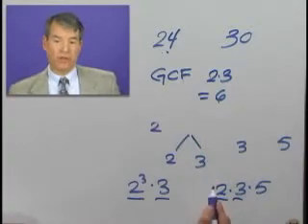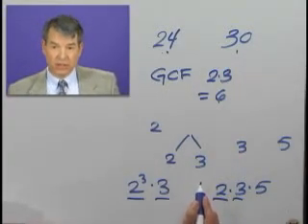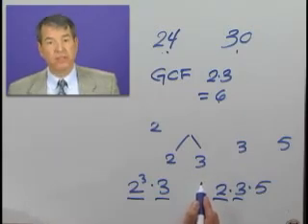6 is a factor of 24. 6 is a factor of 30. That's the greatest common factor. And now you know a little bit about finding greatest common factors.